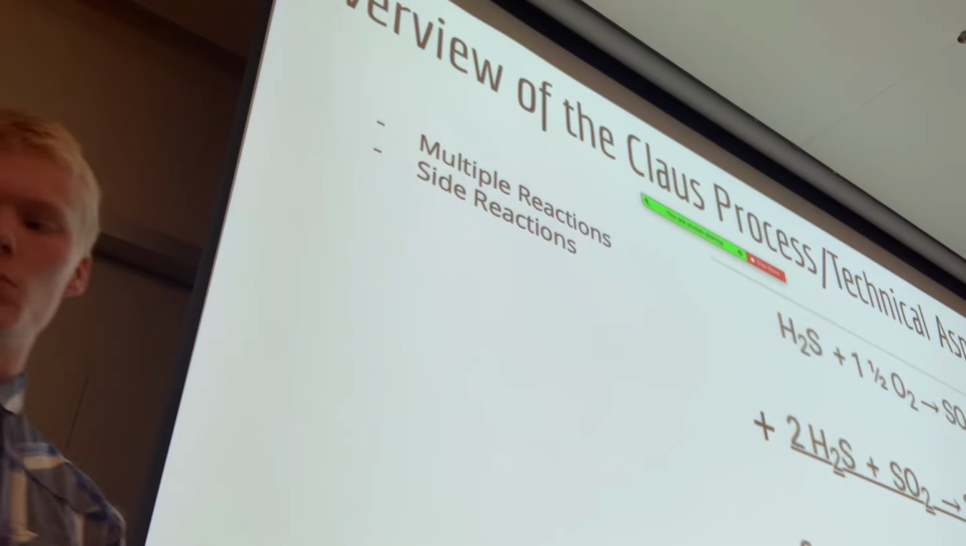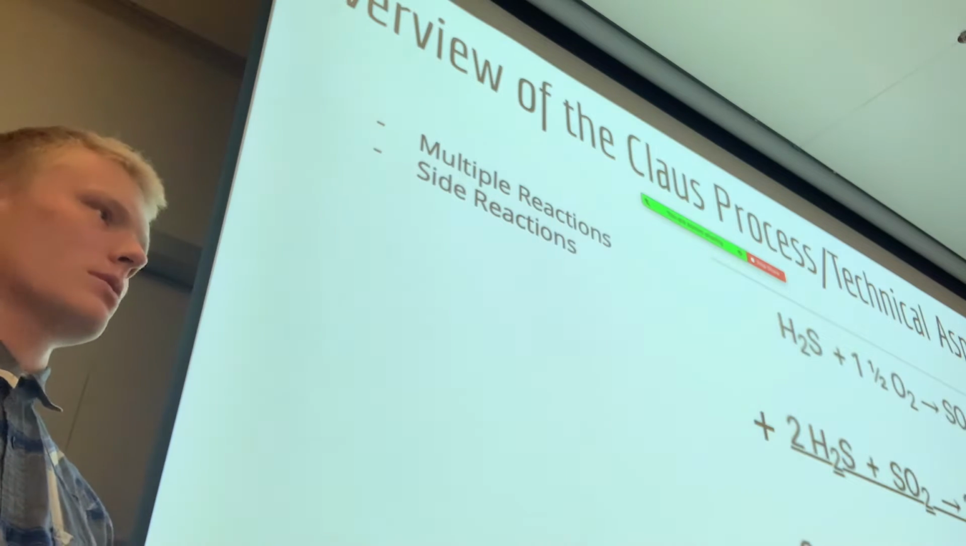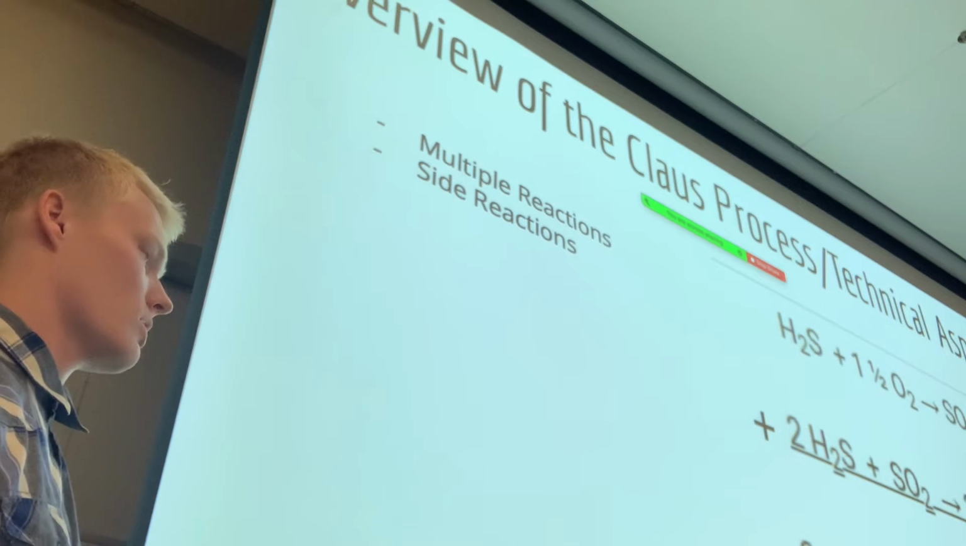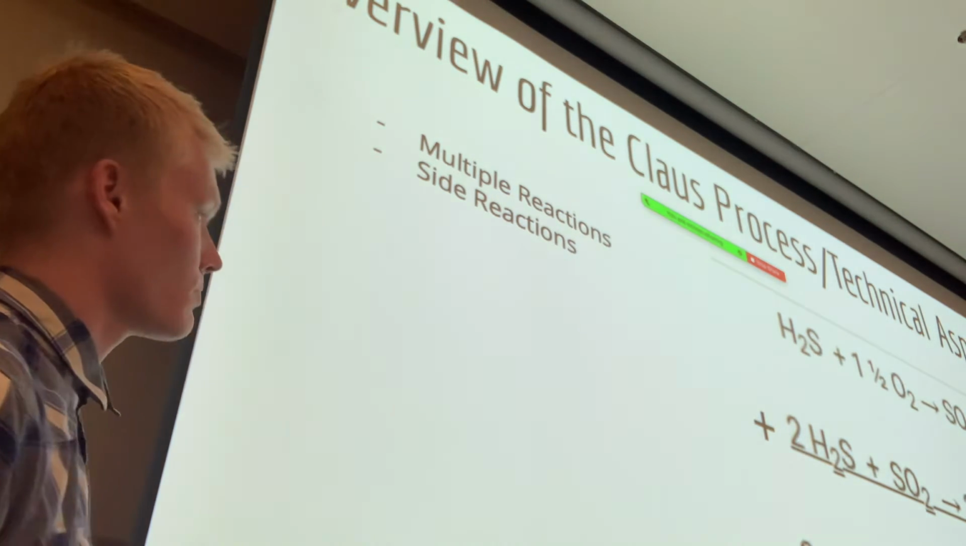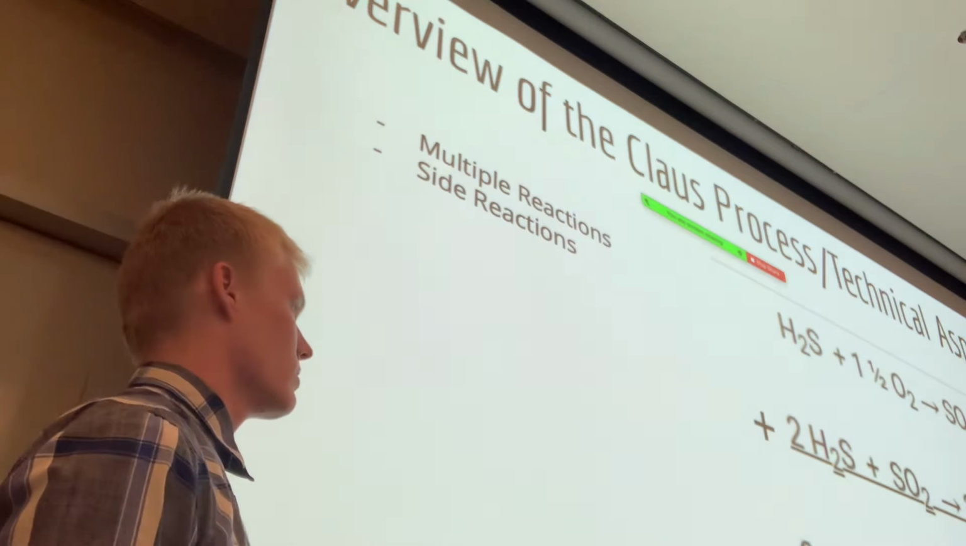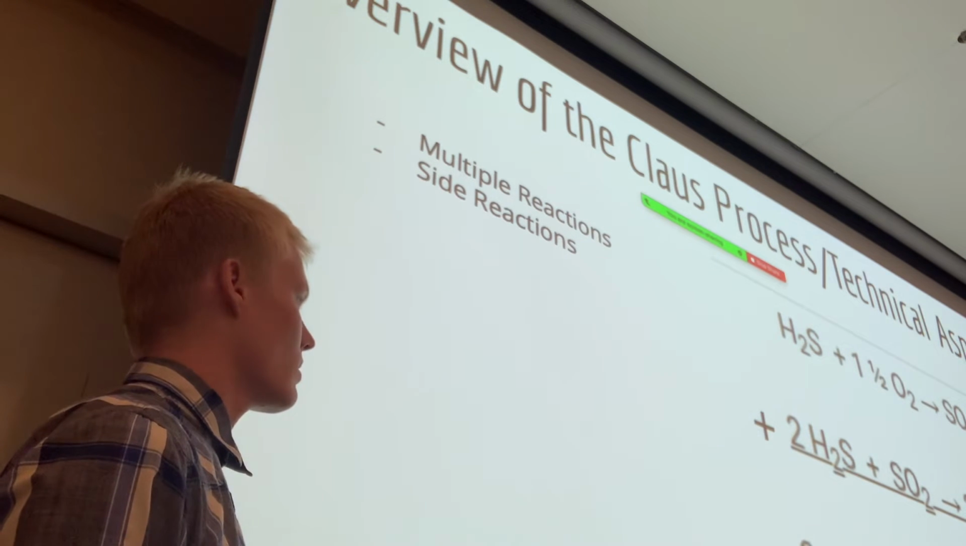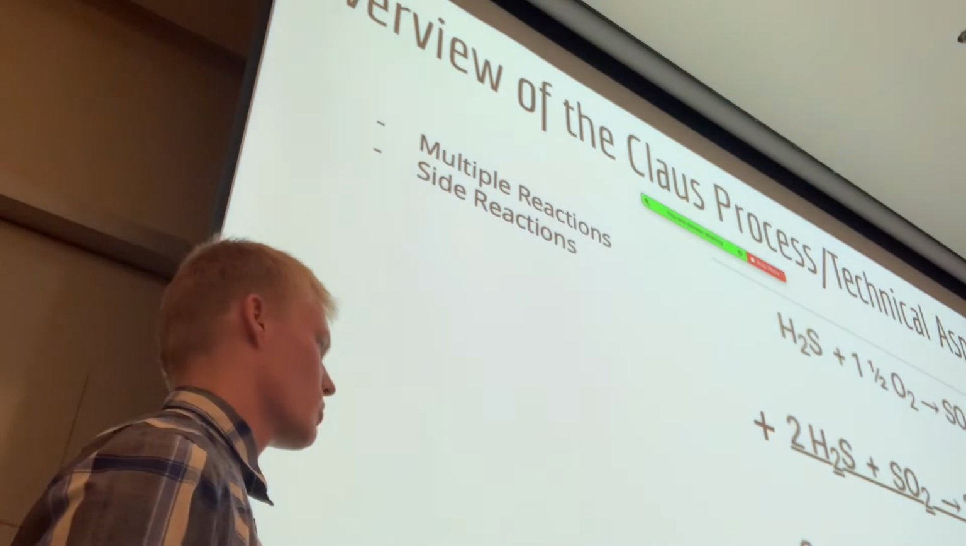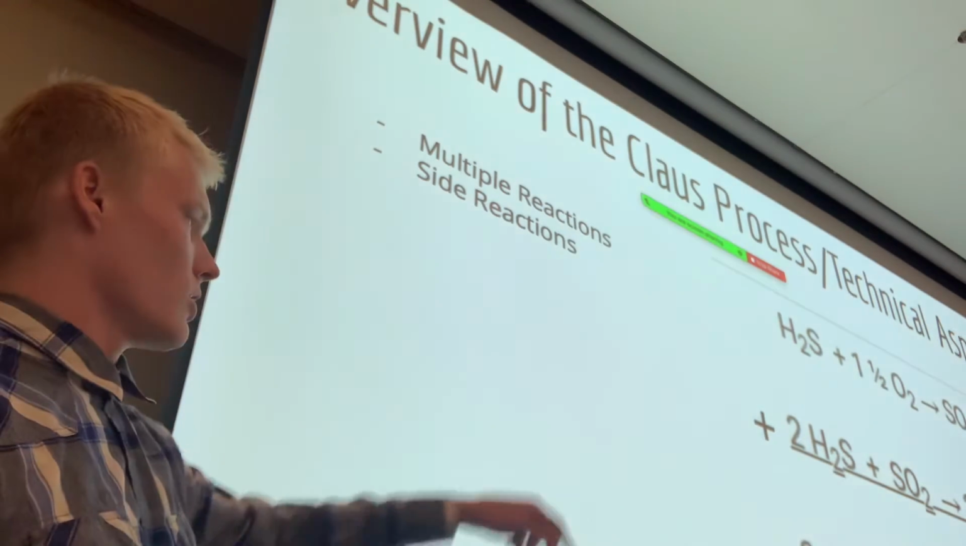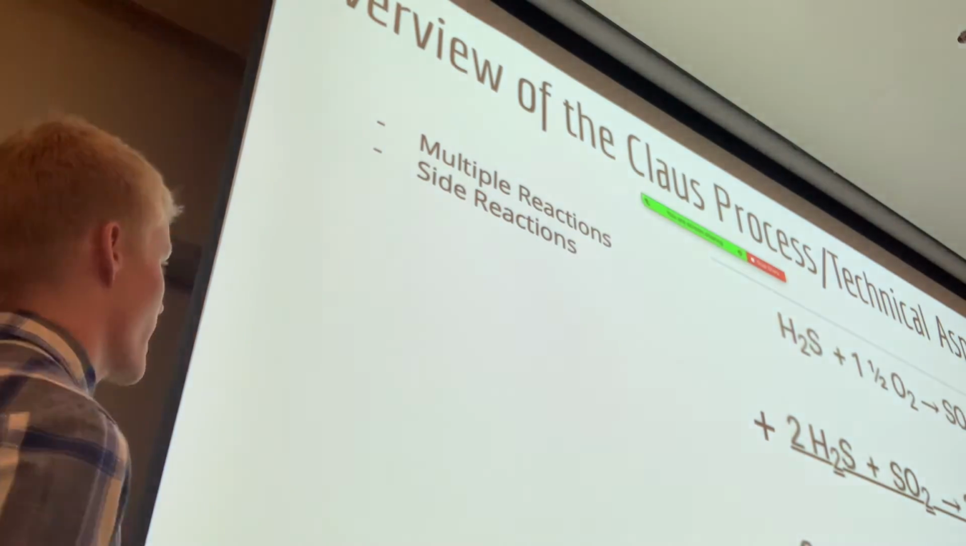The second reaction, which happens subsequently in a combustion furnace and also in additional reactors, is the reaction of sulfur dioxide with hydrogen sulfide to produce the elemental sulfur. Below in the bottom line is the overall reaction.